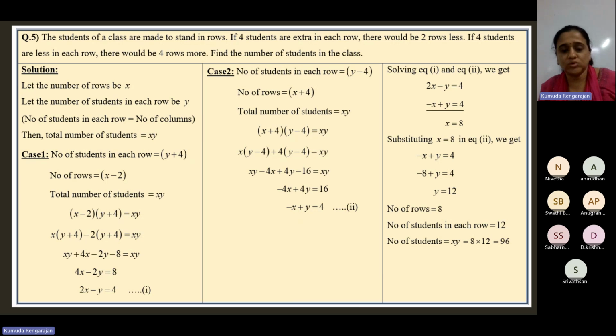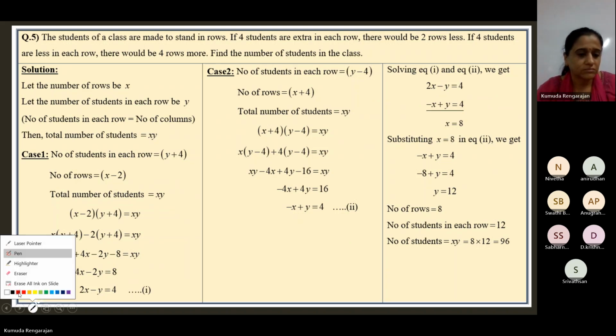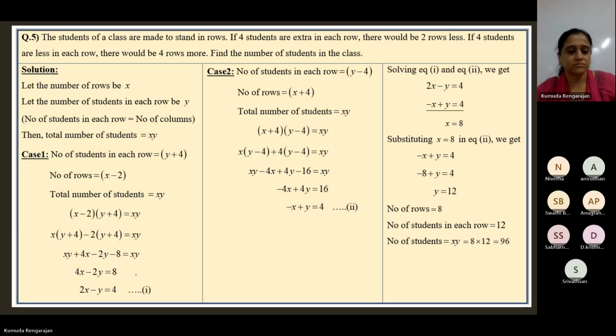So XY on either side will get cancelled and you'll get a linear equation in X and Y. I'll give you some time to go through this. Yeah, please go through this.